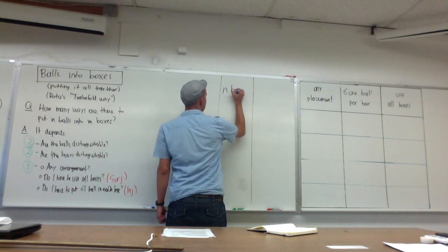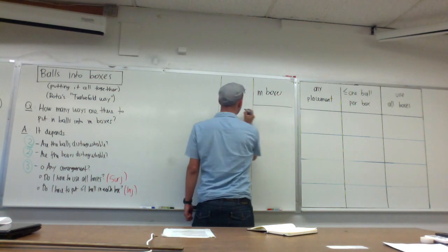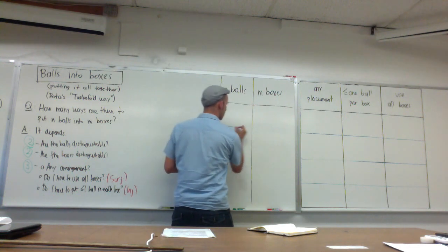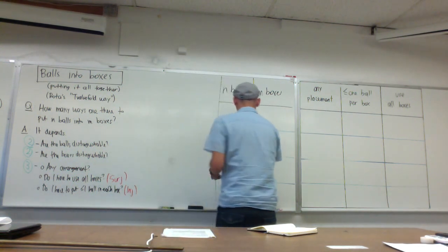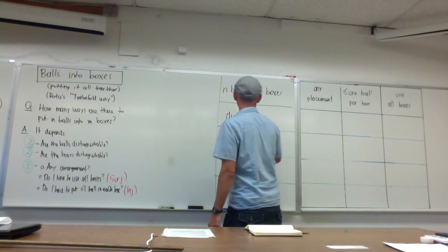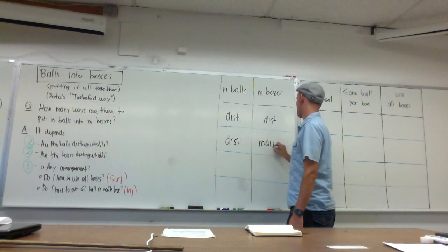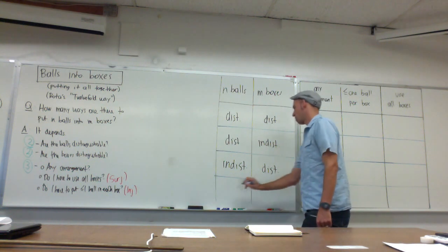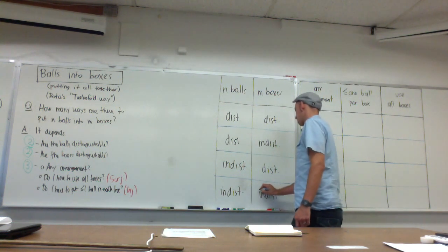So I have n balls, I have n boxes, and I want to know if they're distinguishable or not, okay? And so there's 4 possibilities for this. Right? Which is, make sure I do it in the same order as here, distinguishable, distinguishable, indistinguishable, or like this, or like this. Okay?